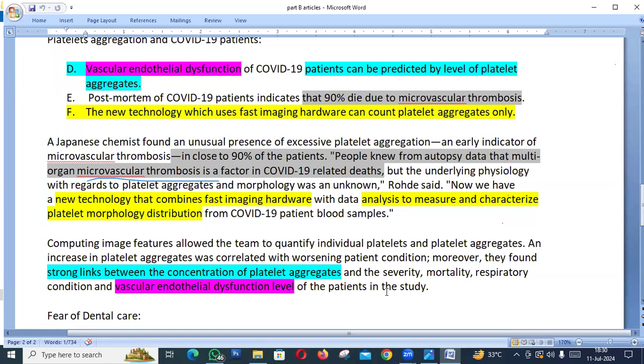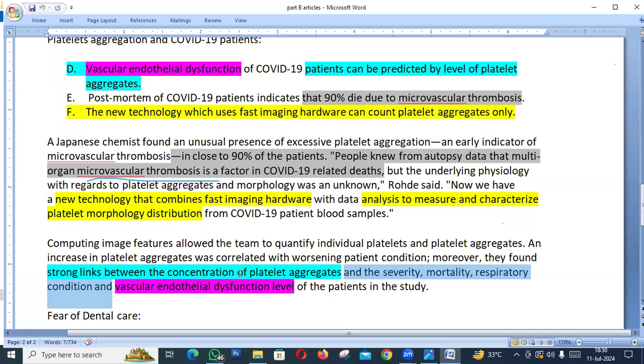So I have ignored these options. I have deleted them. I have just joined this one with the vascular dysfunction level. So vascular endothelial dysfunction of COVID-19 patients can be predicted by level of platelet aggregates. Yeah, they found strong links.